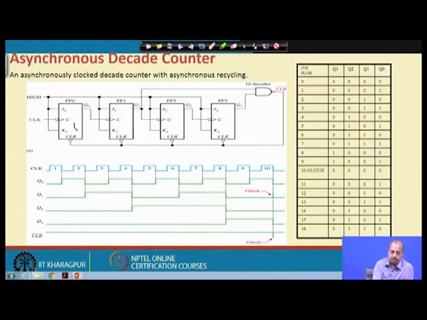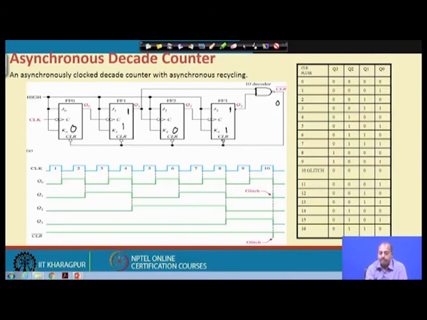When it is 1010, this is the most significant bit, so this is 1 0 1 0. When it comes like this, we take out this one here and this one here. These two are given to this NAND gate, so the NAND gate output becomes 0, and it is connected to the clear input of these flip flops.